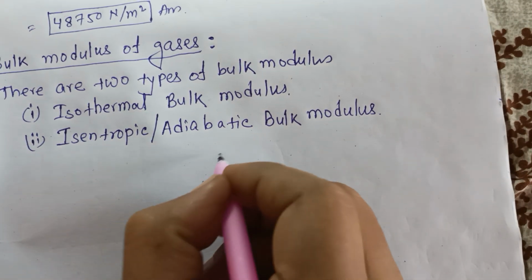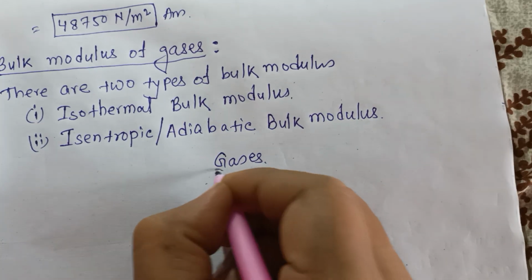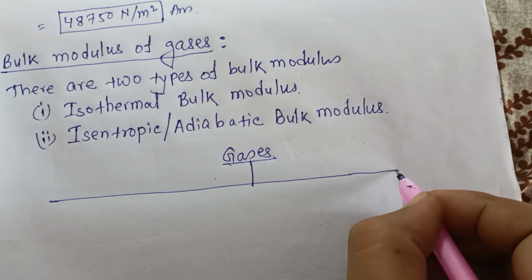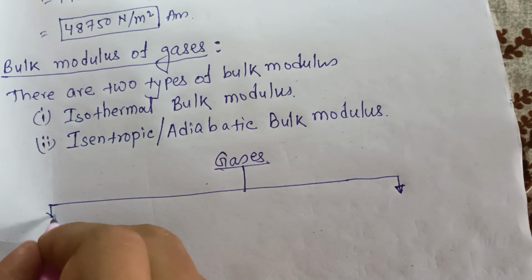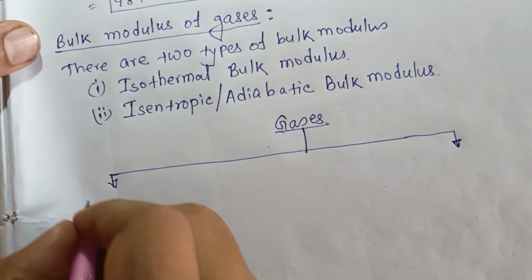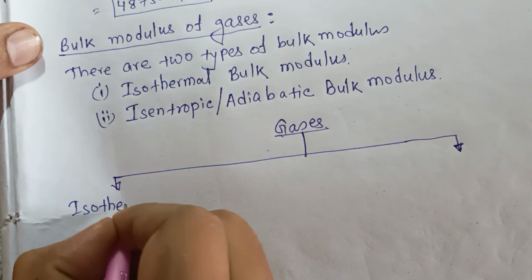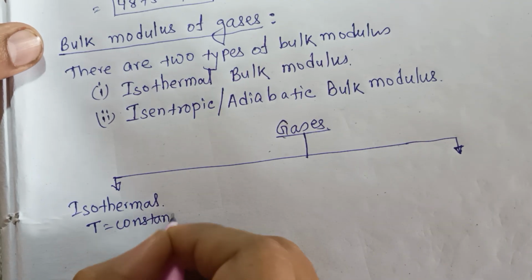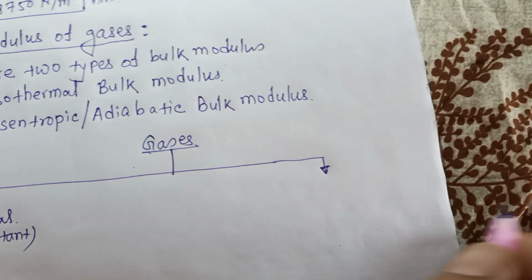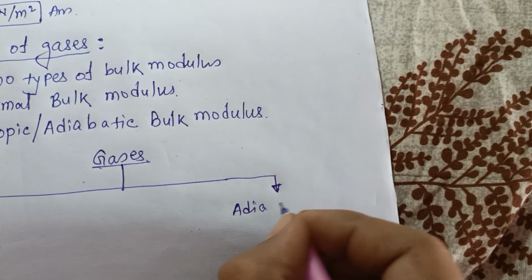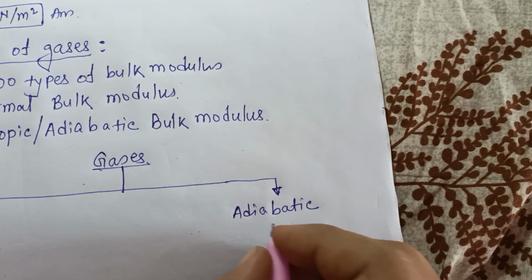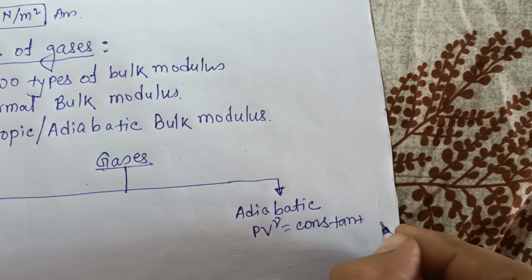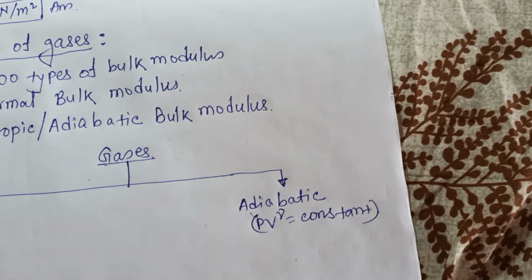So for gases there are two types of bulk modulus. One is isothermal, where temperature is equal to constant. And one is adiabatic bulk modulus, where PV to the power gamma is equal to constant. We know that from thermodynamics.